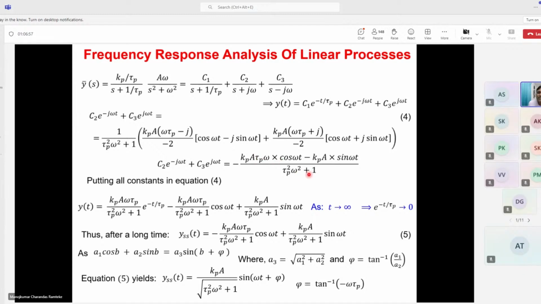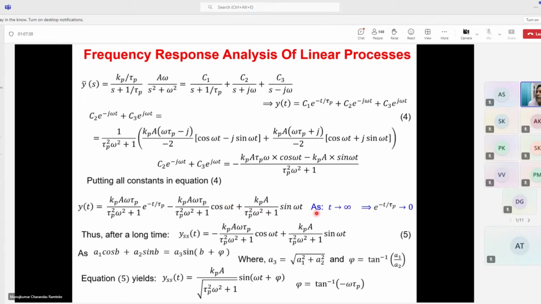Okay, so I can separate these terms here. Ultimately, if we put all the terms here, what we get is KP ωτp divided by τp²ω² plus 1 e raised to the power minus t by τp. For the second term, this minus KPA ωτp is there, so that is written here as minus KPA ωτp divided by this common denominator, τp²ω² plus 1, cos ωt. And this minus sign multiplied by this minus sign becomes plus. So the remaining term here will be KPA divided by τp²ω² plus 1 sin ωt. Again, these two terms, cos ωt and sin ωt, we can combine, isn't it?